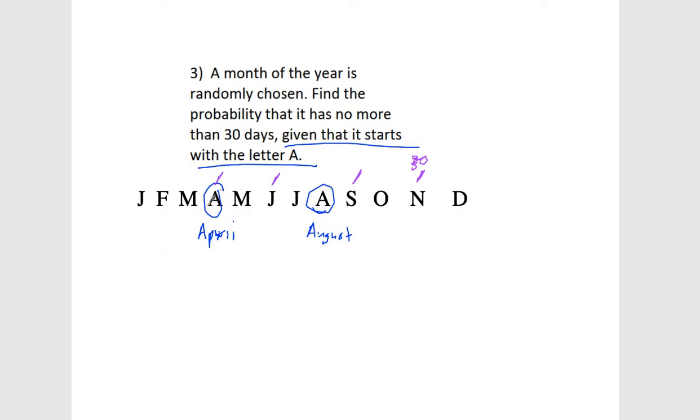But again, of the 2, what are the chances? So April has 30, and August has 31. So given that it starts with an A, what are the chances that it has no more than 30 days? That would be 1 out of 2, because only one of the 2 has no more than 30 days. So 1/2.